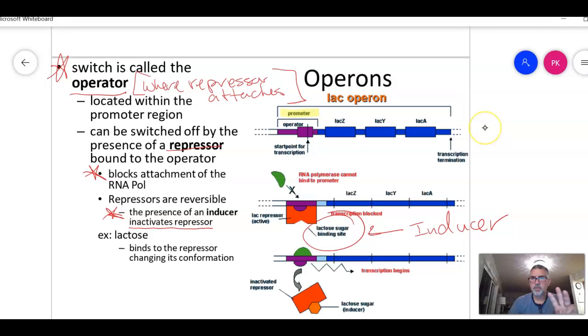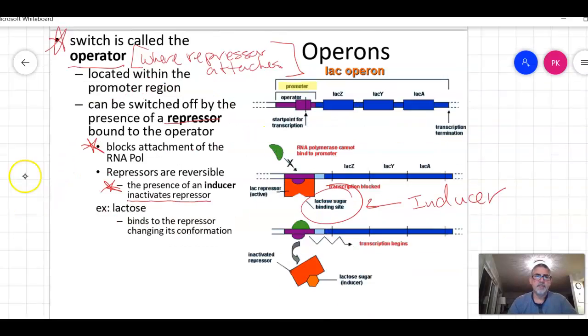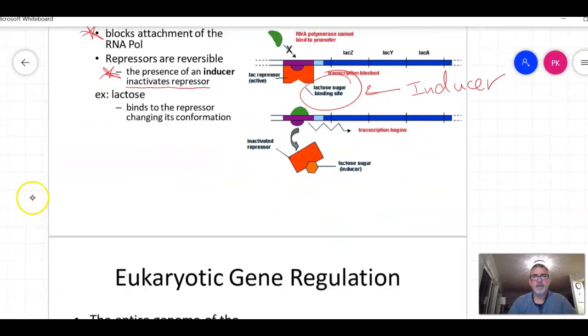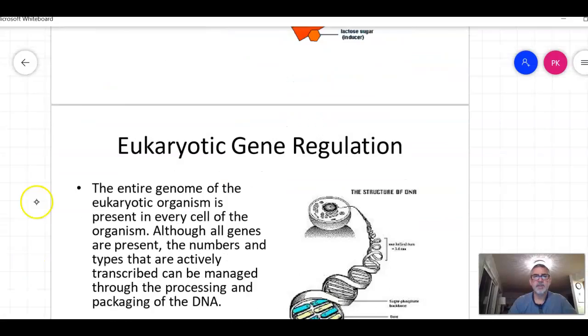Right, so three things. Know what the promoter is. Know that the operator is within the promoter, and the operator is where the repressor attaches. The repressor blocks RNA polymerase, and without an RNA polymerase, I can't transcribe those genes, right? And the inducer inactivates the repressor by changing its conformation.